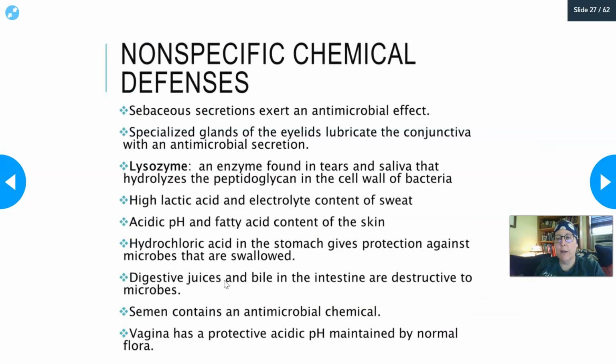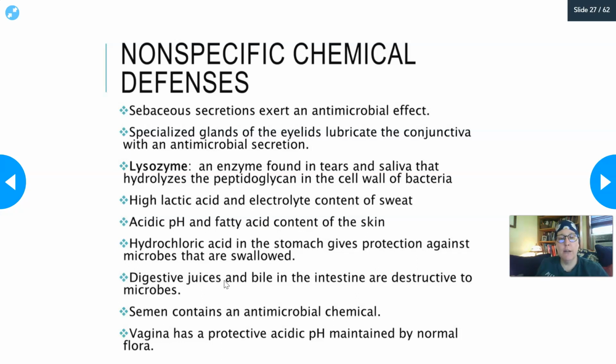So your non-specific chemical defenses: again, your sebaceous secretions do exert an antimicrobial effect. Specialized glands of the eyelids lubricate the conjunctiva with antimicrobial secretions, so those are antimicrobial chemicals, right? Lysozyme is an enzyme found in tears and saliva that can hydrolyze the peptidoglycan cell wall of bacteria, so it can destroy bacteria. You have a high lactic acid and electrolyte content of sweat. Again, not favorable for bacteria.